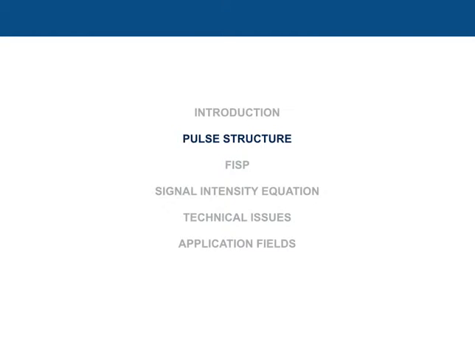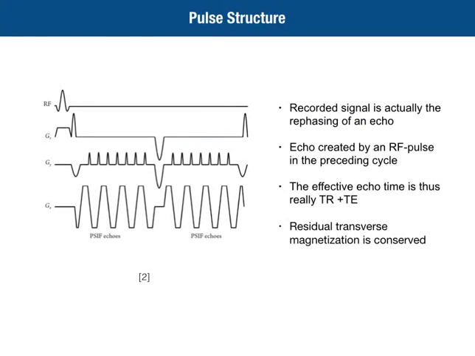So, pulse structure, like the pulse orientation of the PSIF sequence. As I mentioned in the previous slide, the important part is that the echoes of the PSIF sequence are caused by RF pulses from the previous cycle.